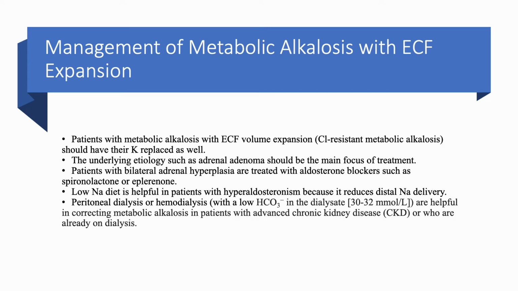Now, if you have someone on peritoneal dialysis or hemodialysis already, we can very quickly, very effectively correct metabolic alkalosis, just as easy as we correct metabolic acidosis. All we have to do is to lower the dialysate bicarbonate. Normally, we run patients on a dialysate bicarbonate of 35. We lower it to 30 or 32 easily, and we can correct the alkalosis.